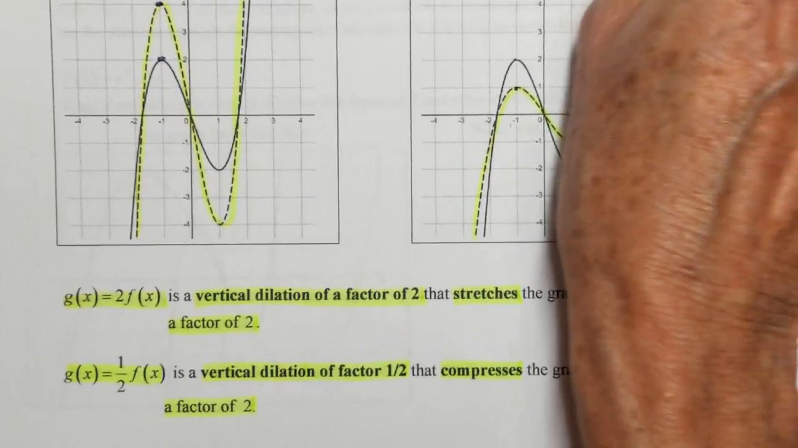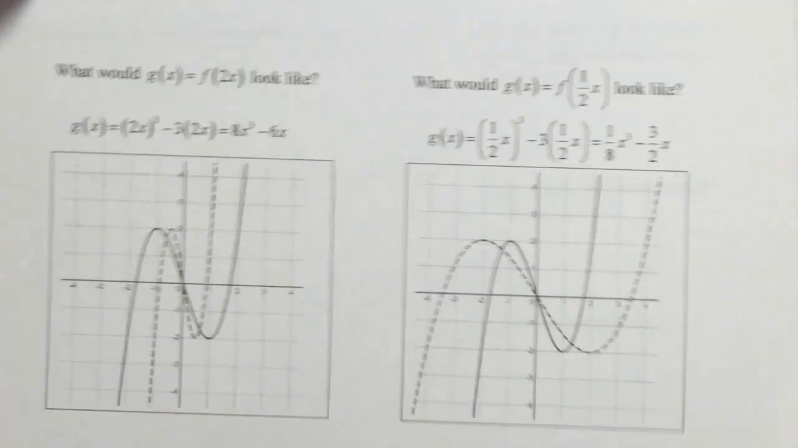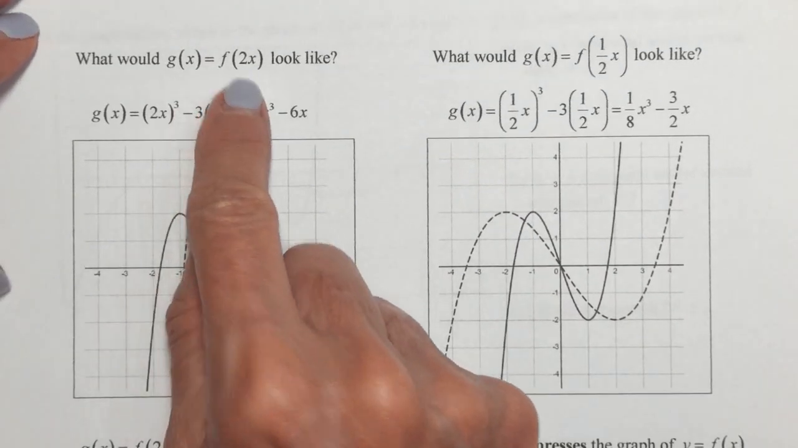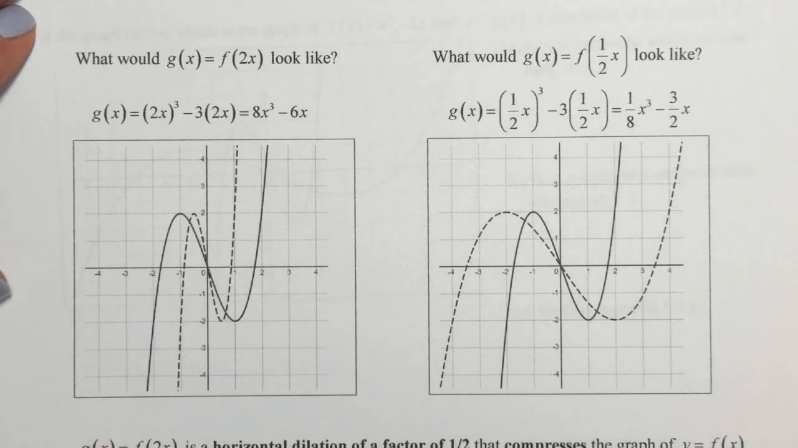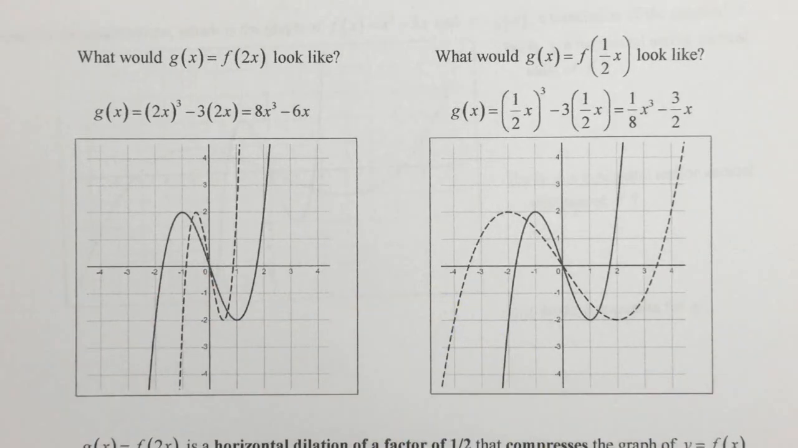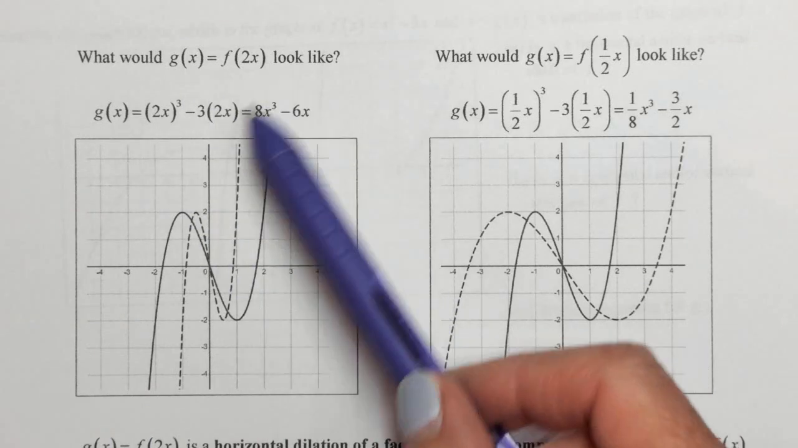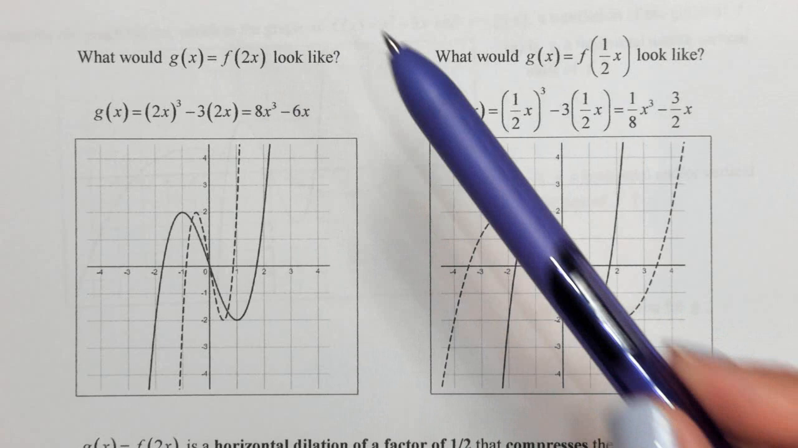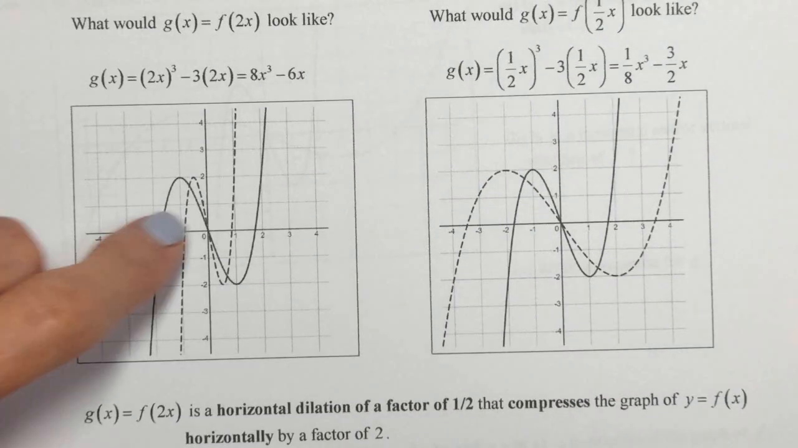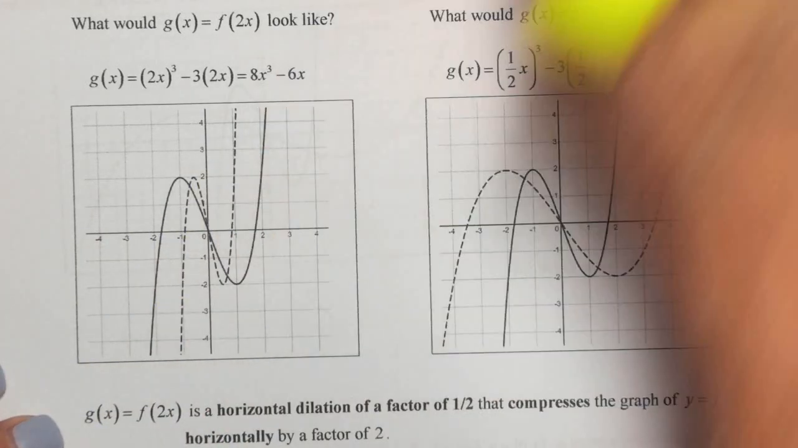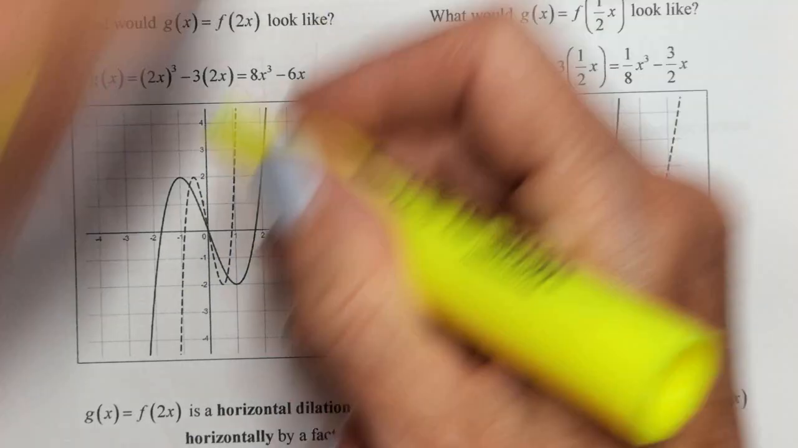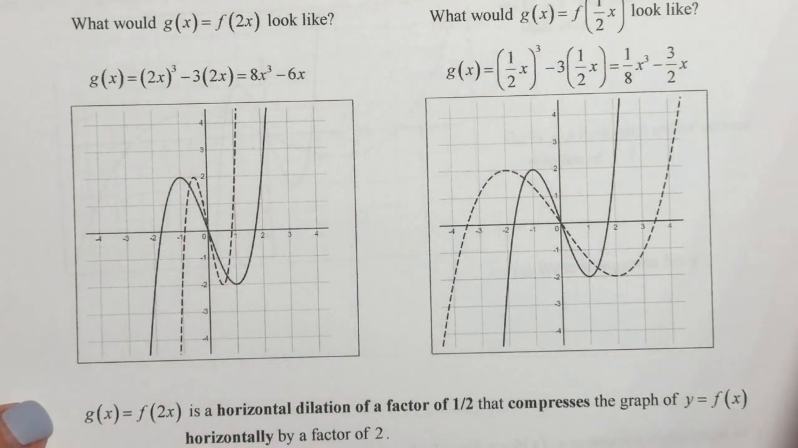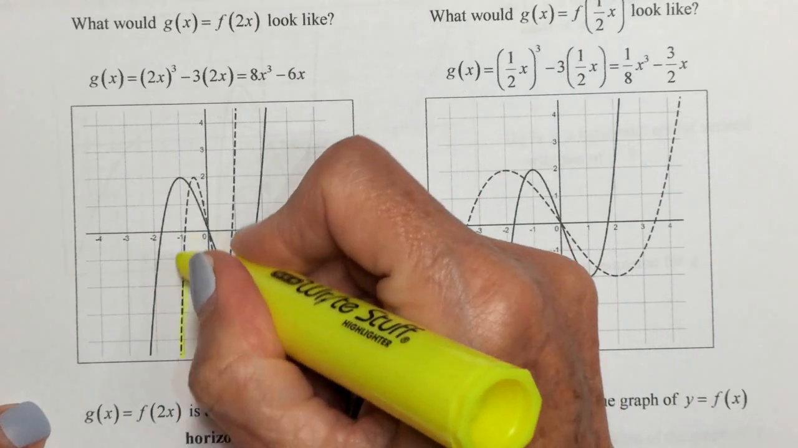Alrighty, let's do another one. What if we put that 2 not in front of the entire function, but only in front of the x? What would that do? Well, it makes sense to me that if I put it in front of the x, it's going to affect the x's, right? Yes, the new graph did this.